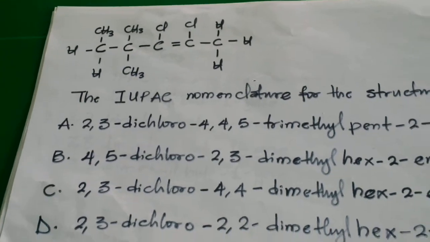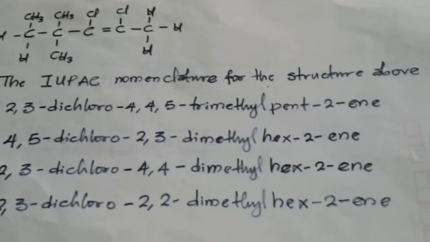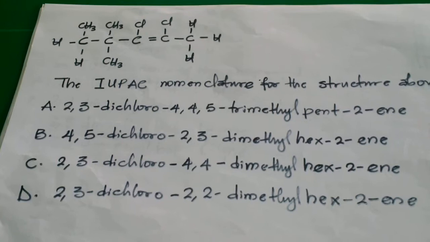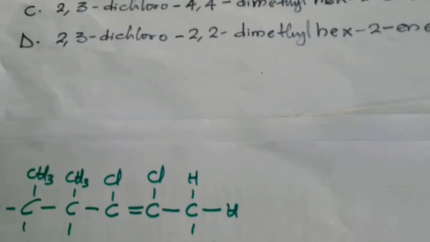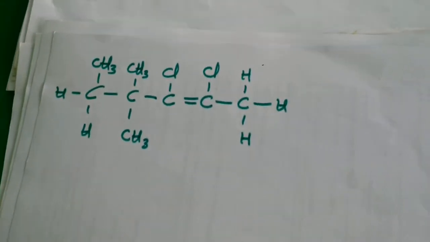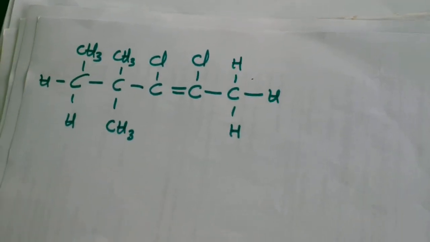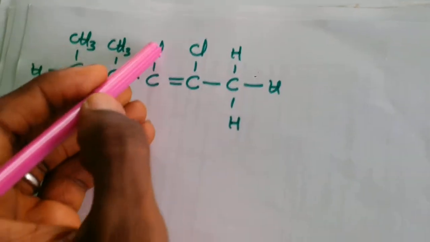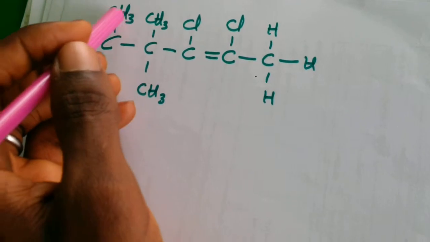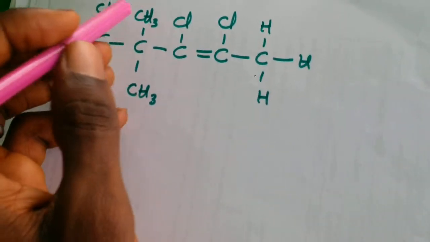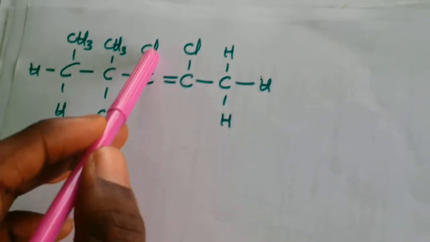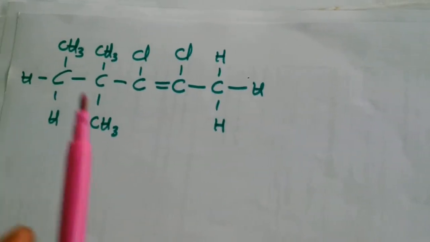This is another example. Obviously it has a double bond, so it will be an alkene. I've redrawn it here for us to count together. You notice that there are chlorine substituents here. These are not only alkyl substituents. So we have halogen substituents as well. So we'll take note of that.